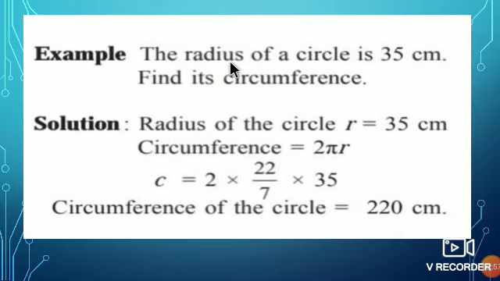Second example, the radius of the circle is 35 centimeter. Find its circumference. Now in this example, radius is given, so we have to use the formula 2 pi r. Radius of the circle is 35 centimeter. Then write the formula. Put the value in the formula. 2 multiplied by 22/7, value of pi, multiplied by radius, that is 35. 7 5s are 35. 22 2s are 44 into 5, 220 is the circumference of the circle. It is very easy to solve.